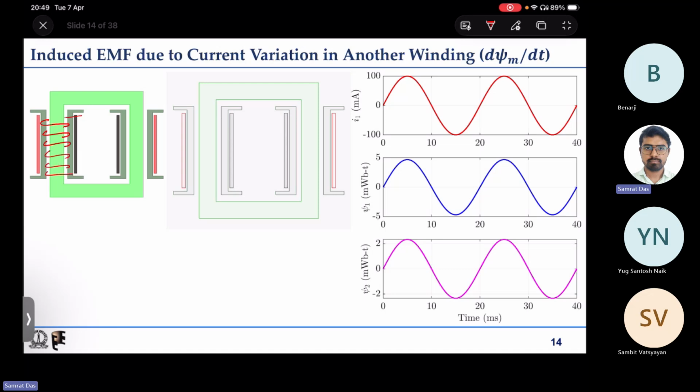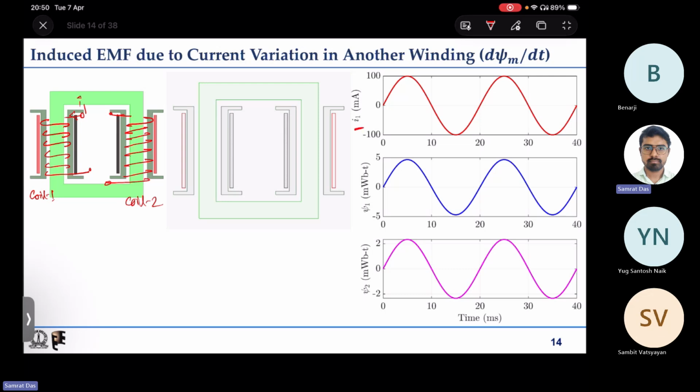So this is, say, the first coil, and we have the second coil. These are the two coils we are having, and both are wound on a magnetic core. Now say this is coil 1 and this is coil 2. If we pass certain current, say I1, into the first winding and keep the other winding open, let us see what happens.